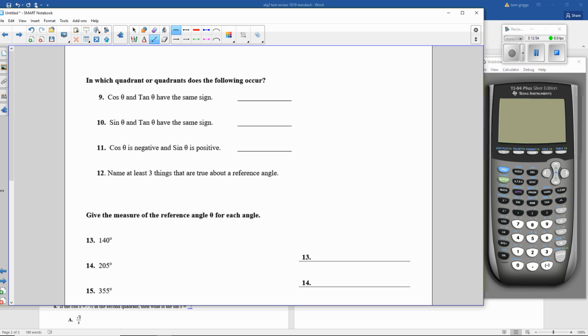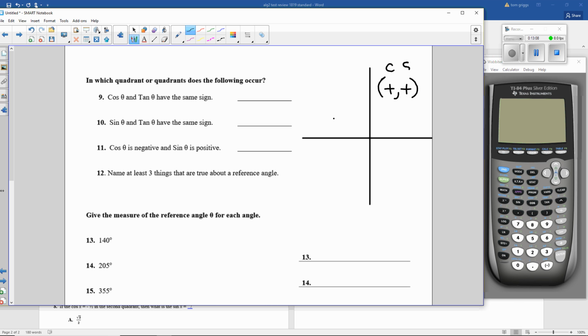And then the last page, what I would again encourage you to do, which some of you may have done on your unit circle, is draw a quick sine chart. We know in the first quadrant, x and y are both positive, which means cosine and sine are both positive. Since tangent is y divided by x, tangent is also positive in this quadrant. The second quadrant, the x coordinate is negative, which means cosine is negative and sine is positive. Since tangent is y divided by x, tangent is negative in this quadrant.